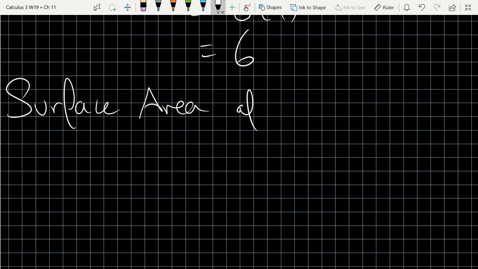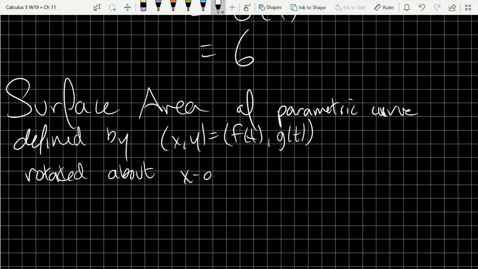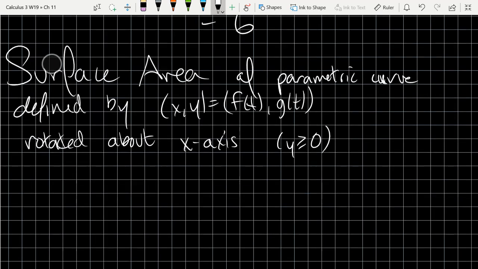So surface area of a parametric curve defined by, we use the same f function for x and the same g function for y. Rotate it about the x-axis. Now this assumes y is greater than or equal to 0.